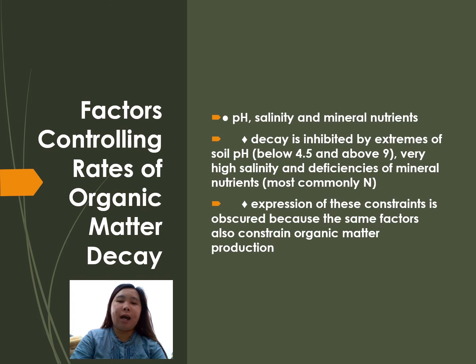Other factors are the pH, salinity, and mineral nutrients. For example, decay is inhibited by extremes of soil pH, meaning a pH below 4.5 and above 9. Very high salinity and deficiencies of mineral nutrients, most commonly the deficiency of nitrogen, can inhibit the decay of organic matter. An expression of these constraints is obscured because the same factors also constrain organic matter production.